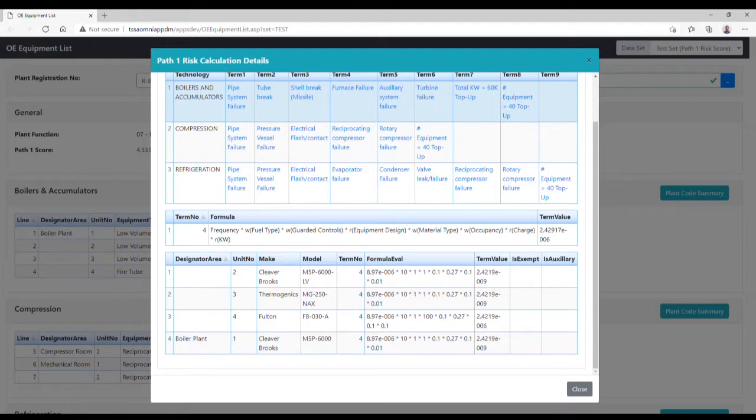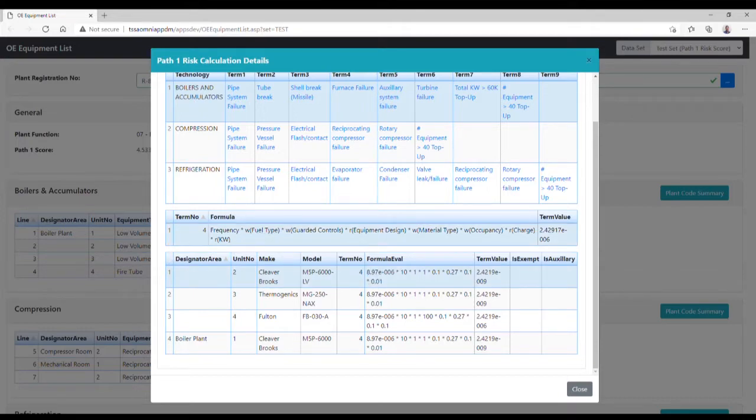So for furnace failure, for any of these things, you start with the base frequency, and then you have all these multiplicative factors that sort of change the frequency. So the base frequency for furnace failure is given in table 5. So it is 8.97 times 10 to the negative 6. So that's there. So that's the base frequency.